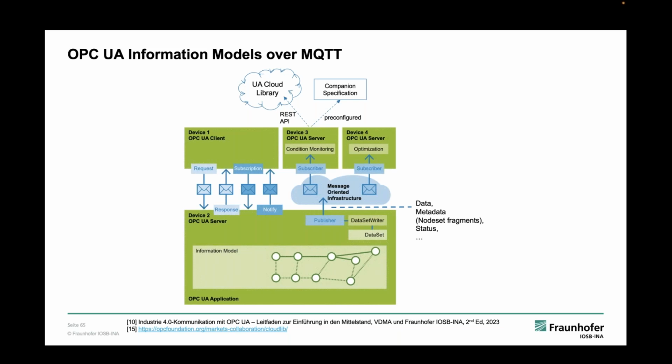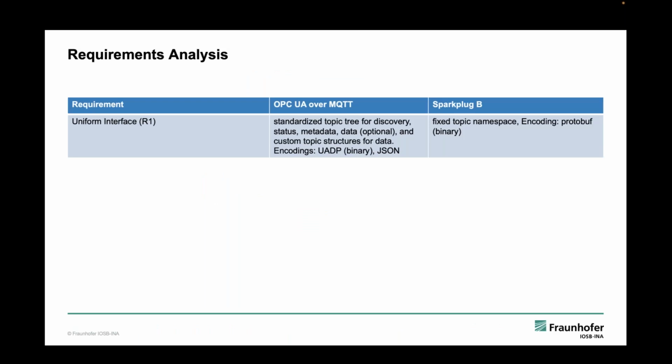Okay, so looking at the time, let's come to our requirements analysis. So we had some requirements derived in the beginning and looked at different solutions, Sparkplug and OPC UA over MQTT, and now let's see how they compare here according to these requirements. So both the solutions address a uniform communication interface.